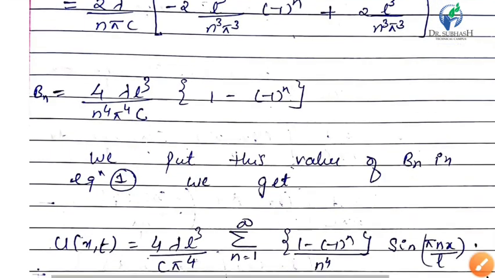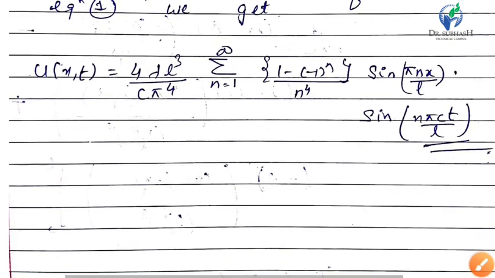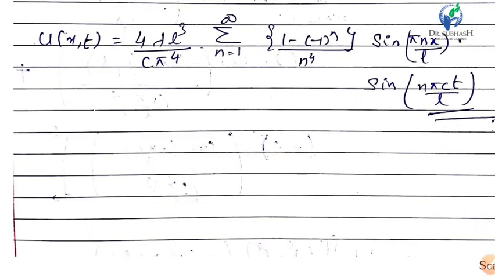Now we put this value of b_n in equation 1. So our final equation or required solution is u(x,t) = 4λL³/(π⁴c) times the sum from n = 1 to infinity of (1 − (−1)^n)/n⁴ sin(nπx/L) sin(nπct/L). This is our required final solution. So this was the solution of the wave equation in one dimension. Thank you.